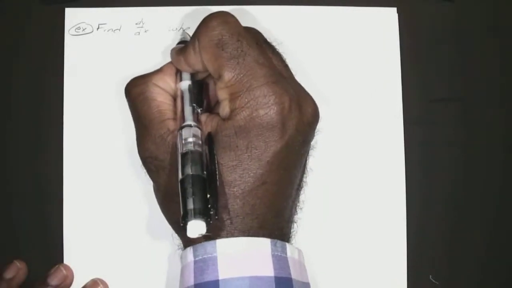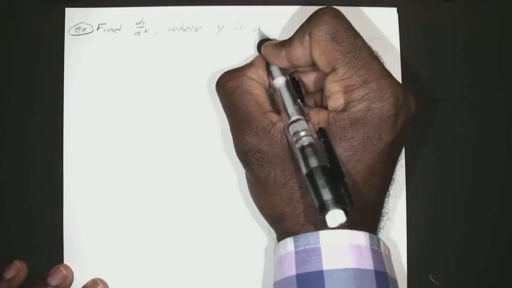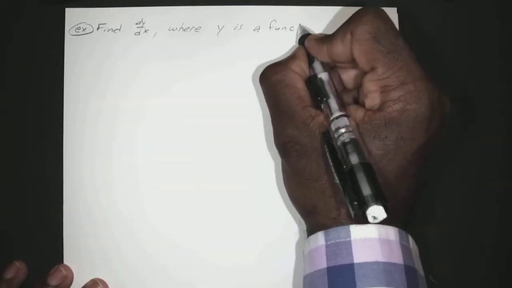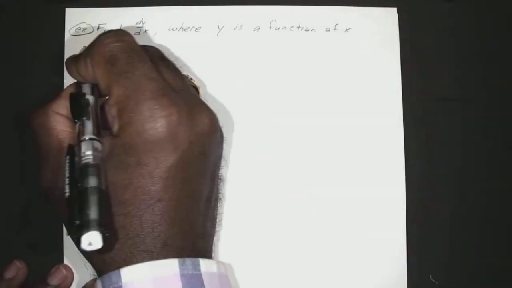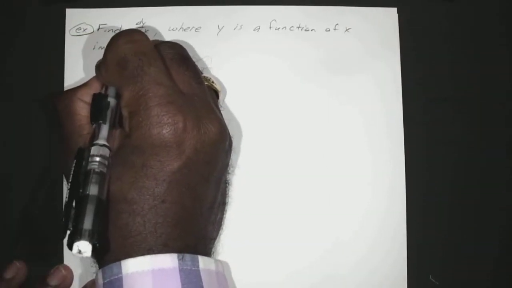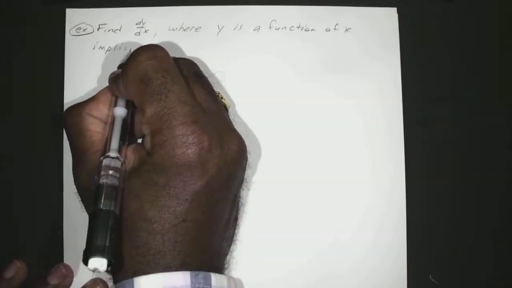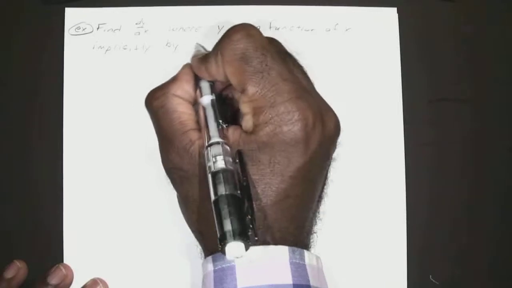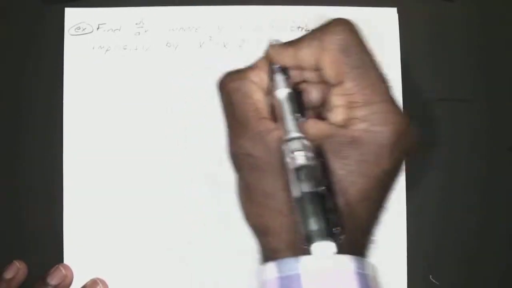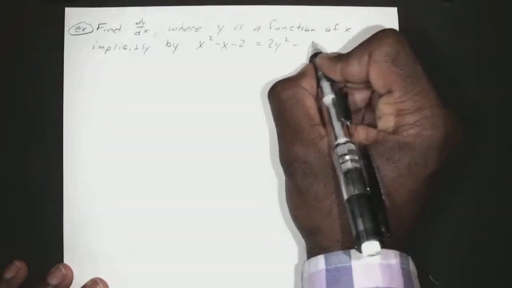Okay, so let's say, for example, if we had to find dy/dx where y is a function of x implicitly, x squared minus x minus 2 equals 2y squared minus 2y.